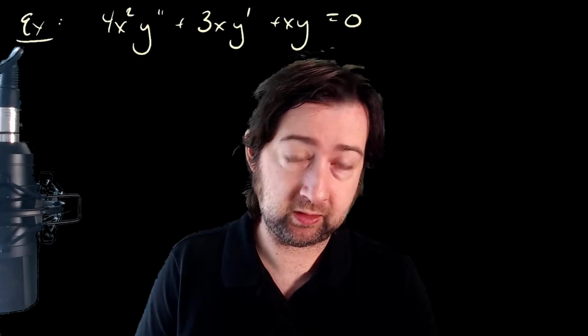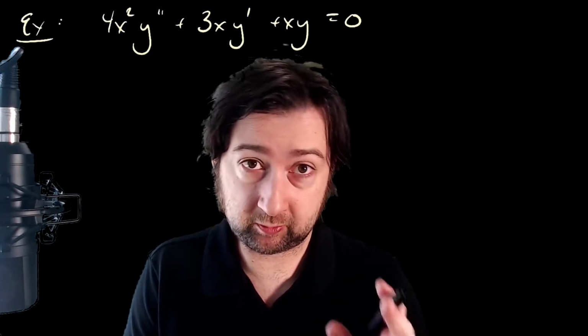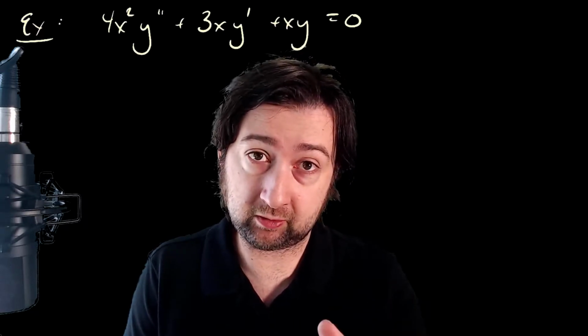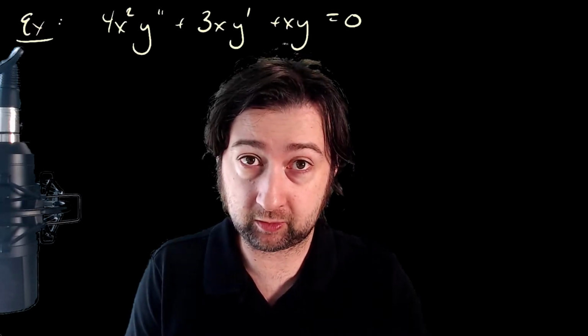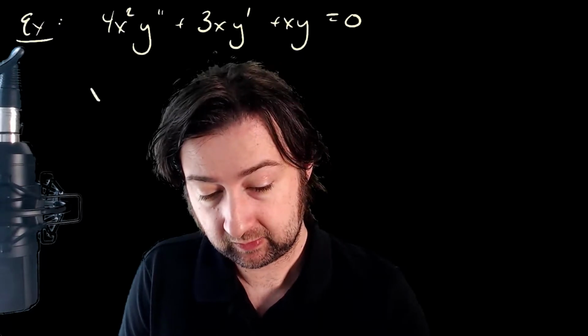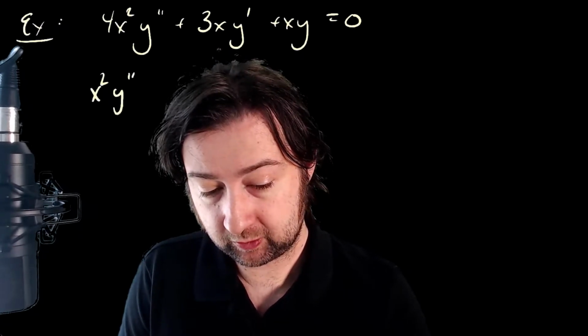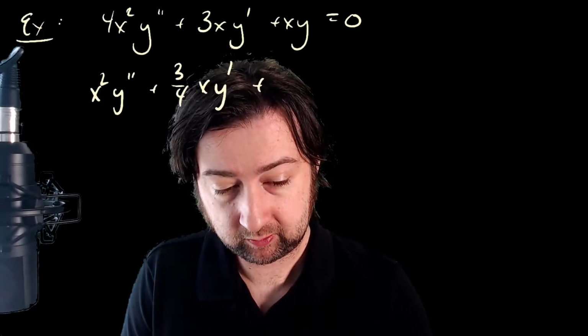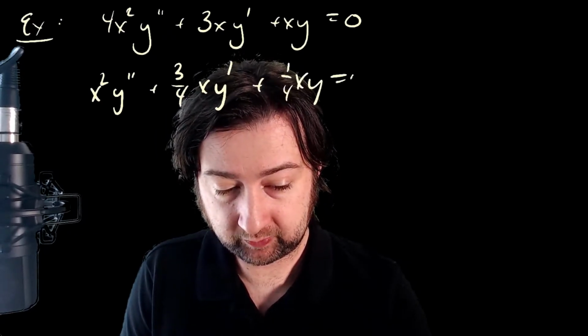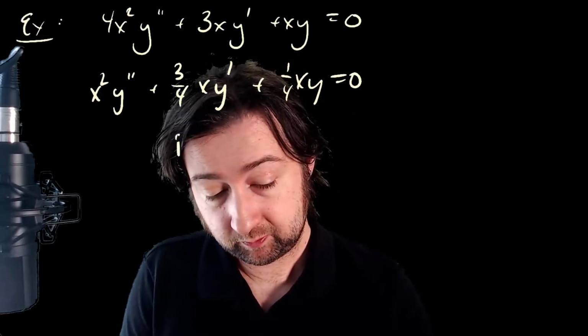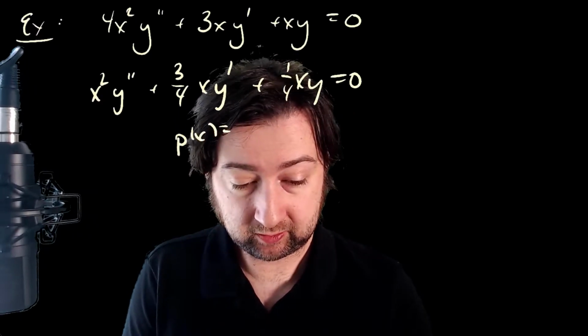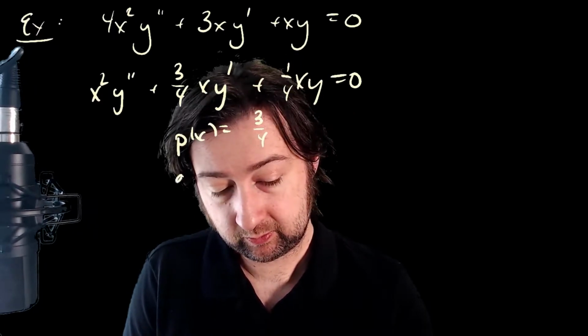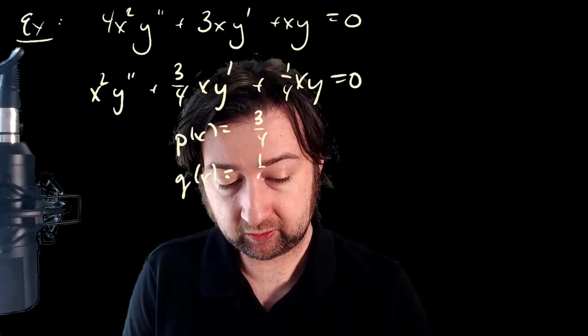in this form. So step 1 said that I was supposed to put it in standard form and figure out what P naught and Q naught were. So let's write that down. x squared y'' plus 3/4 x y' plus 1/4 xy is equal to 0. P of x is equal to 3/4. Q of x is 1/4 x.